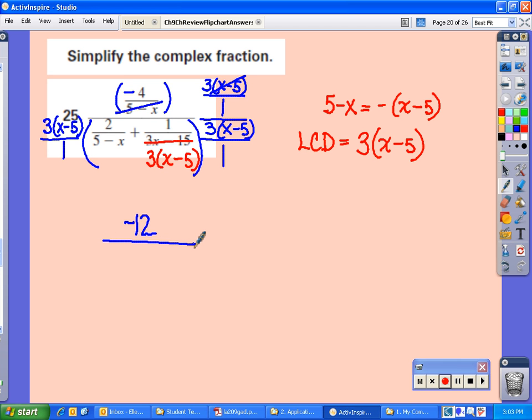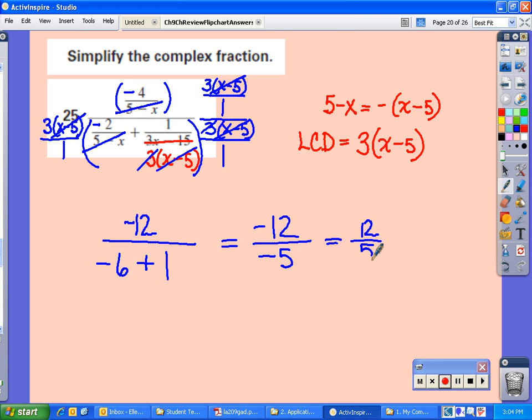On the bottom left, again, x minus 5 divided by 5 minus x is a -1. I'll just put the negative in front of the 2 there, and now when I multiply, I get -6. On the bottom right, the 3's cancel, the x minus 5's cancel, and we just get 1. -6 plus 1 is -5, and then the negatives divide out, and we just get 12/5 for our answer.